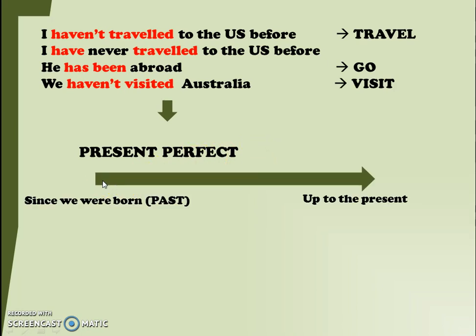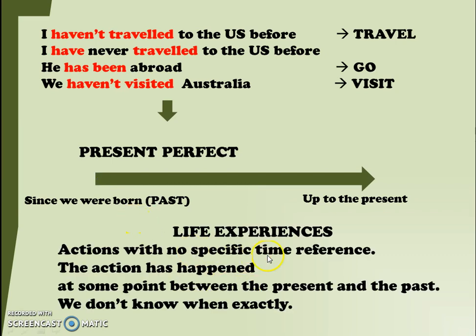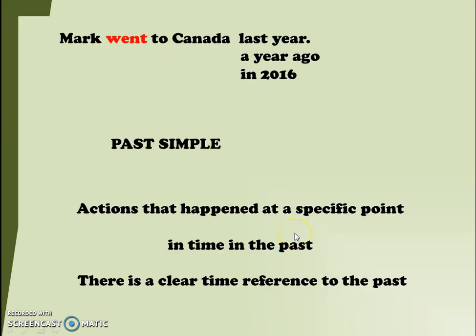When are we going to use a present perfect? When we talk about an action that has no specific time reference before, that is, at some point since we were born in the past up to the present. The action has happened at some point between the present and the past, but we don't know when exactly this action took place. Now look at these examples.